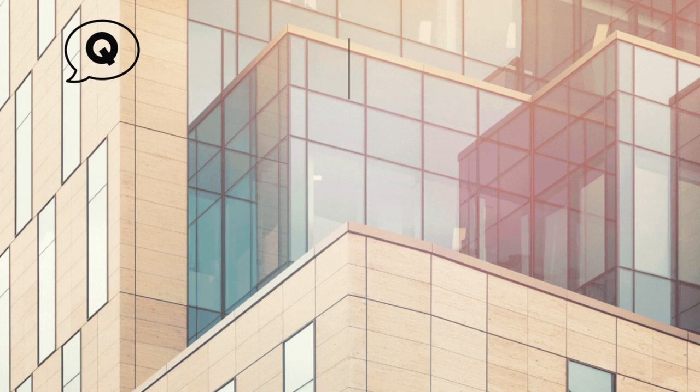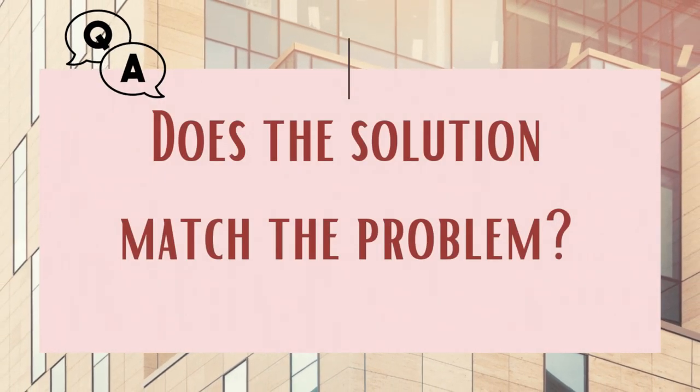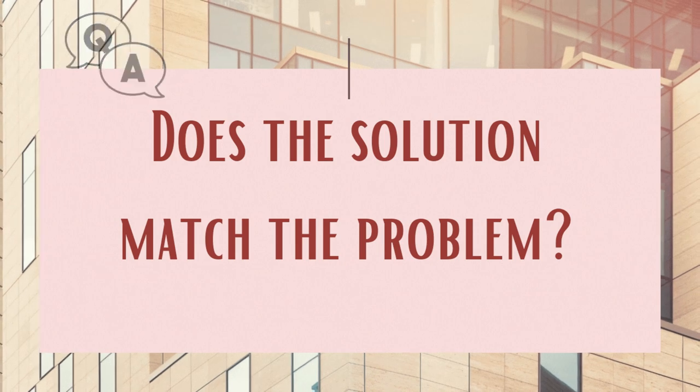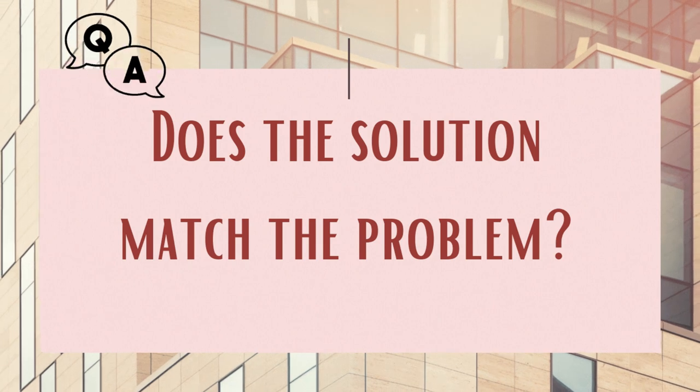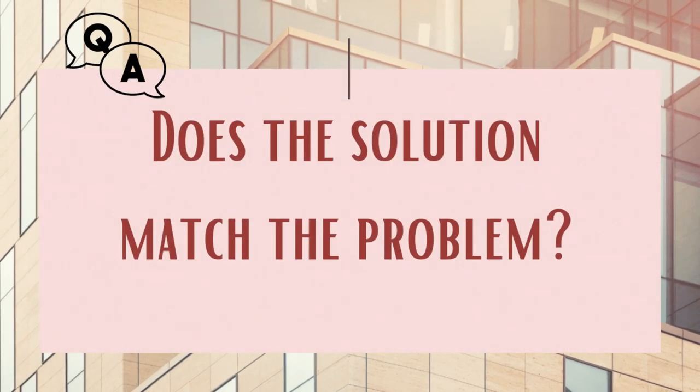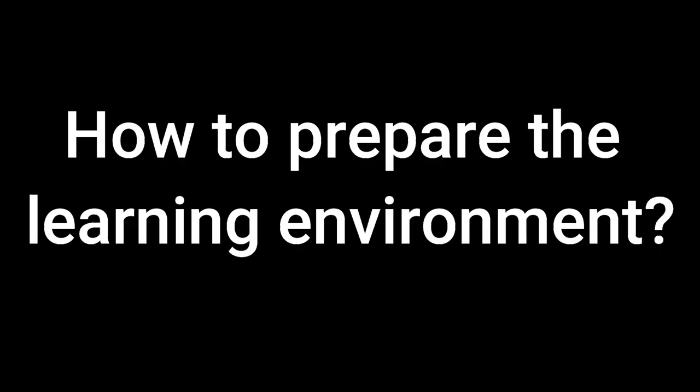Does the solution match the problem? Yes, students' slow pace of learning and solving simple equations derived from the laws of algorithms might be an effect of their demotivation and disengagement from the lesson, subject or task, which implied a possible modification of teaching strategies as a solution. How to prepare the learning environment?